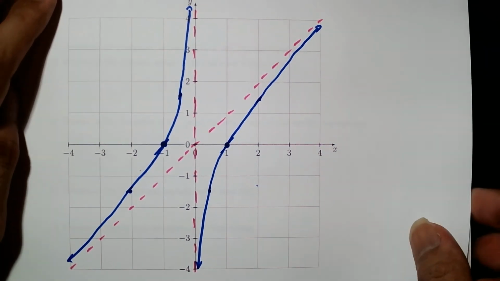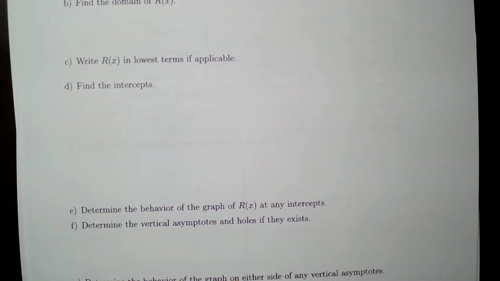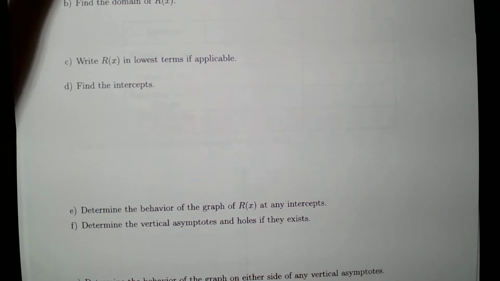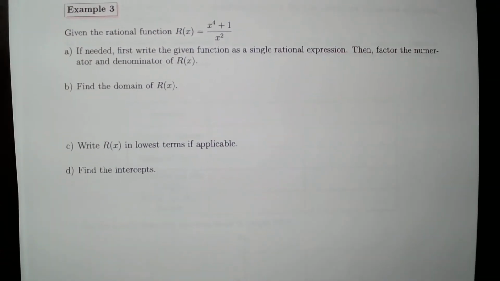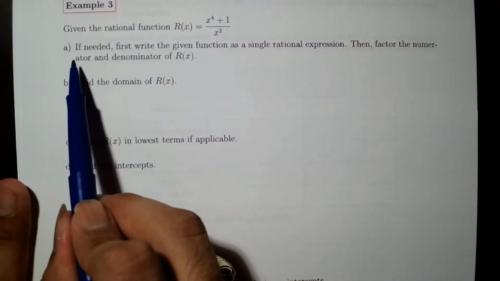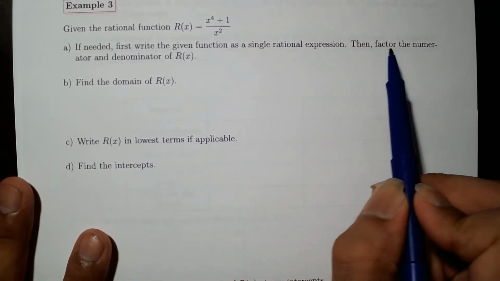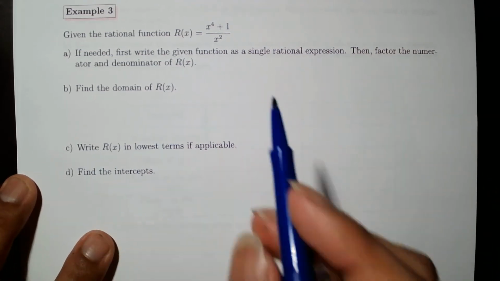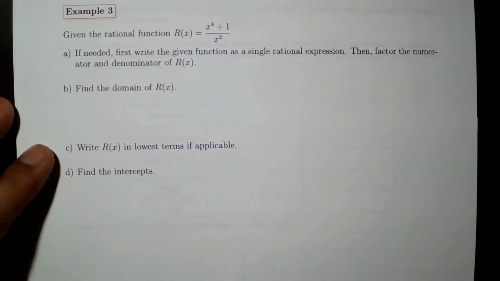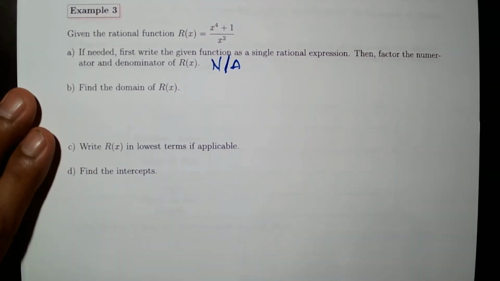All right, let's look at another example. Given the rational function, let's do the same. Well, for x to the 4th plus 1 divided by x squared. So in this case, letter A, we can just skip. There's actually nothing to factor out because we have a sum of perfect squares. So let's see, find the domain. So let's just say not applicable. Just write that down. Find the domain.